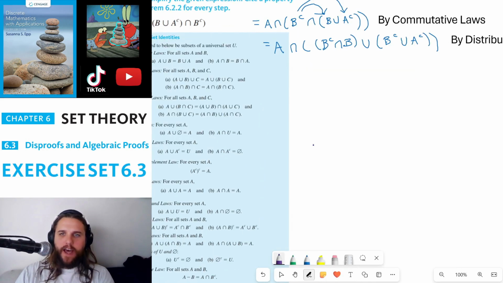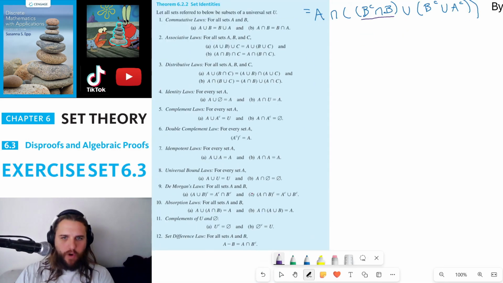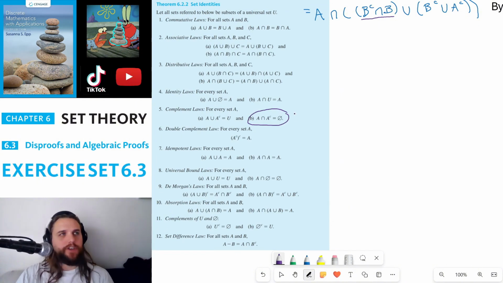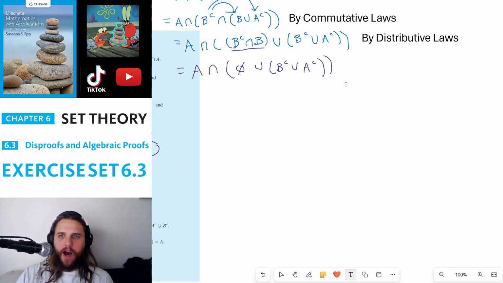Okay, the next thing that I notice is here we have a B complement intersection B, which according to the complement laws, if you intersect a set with its complement, you get the empty set. So let's replace that section with the empty set, and we'll cite the complement laws here. So this will be the empty set union B complement union A complement, and that is by the complement laws.